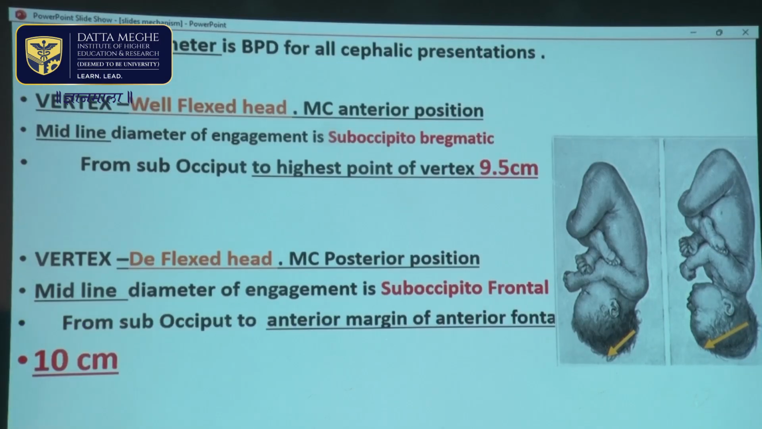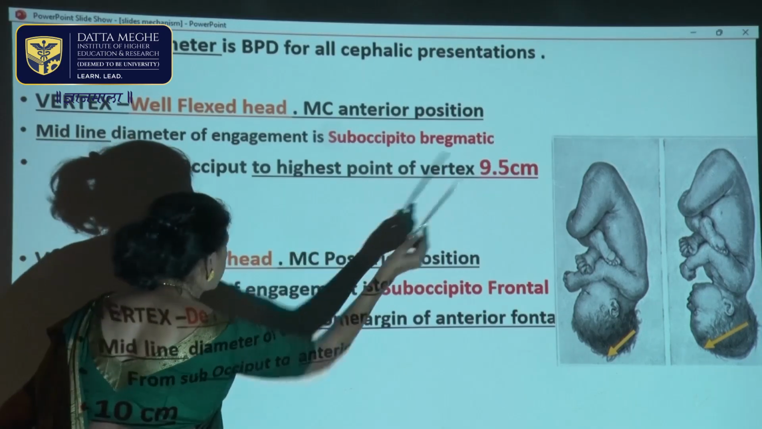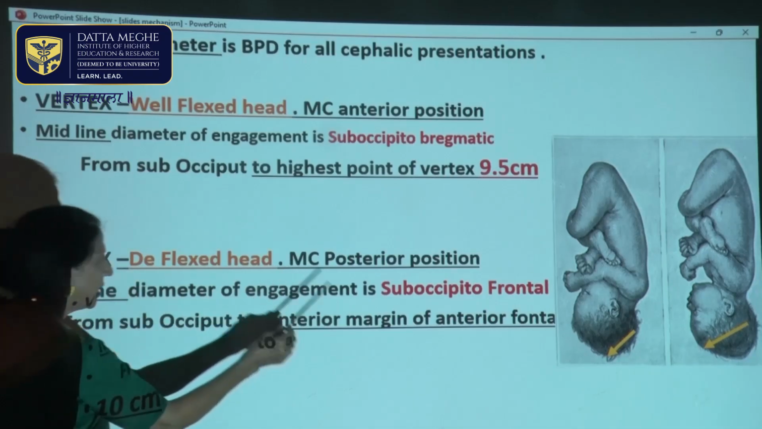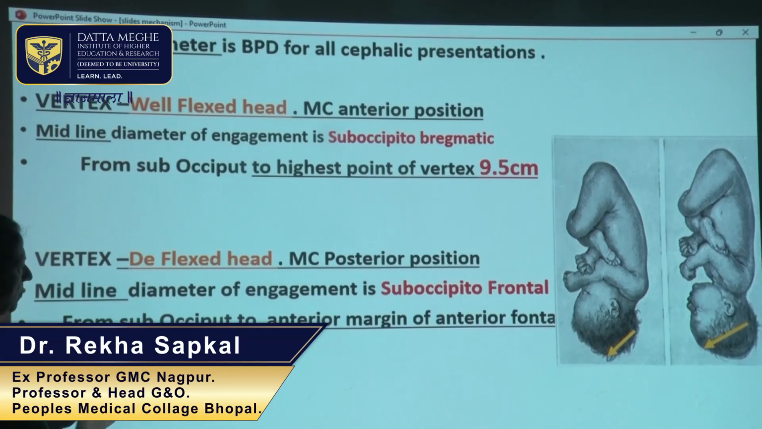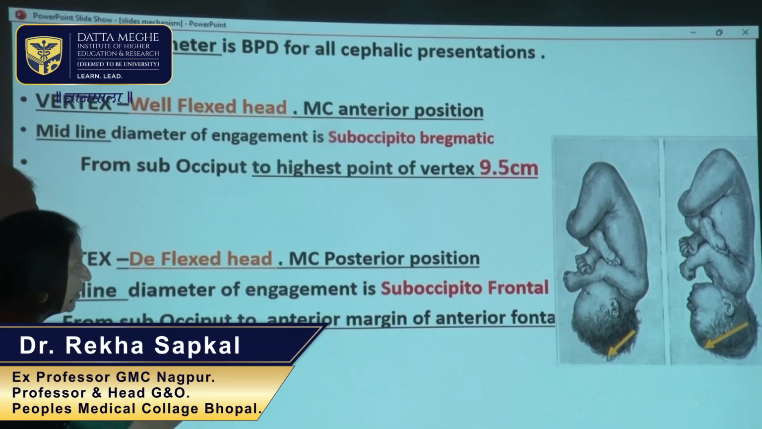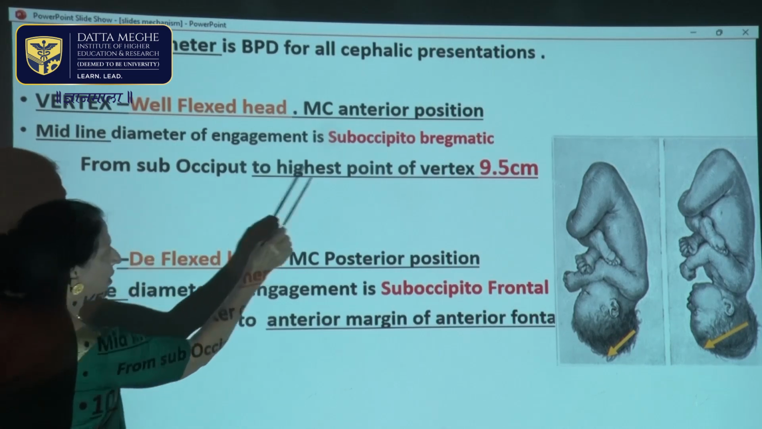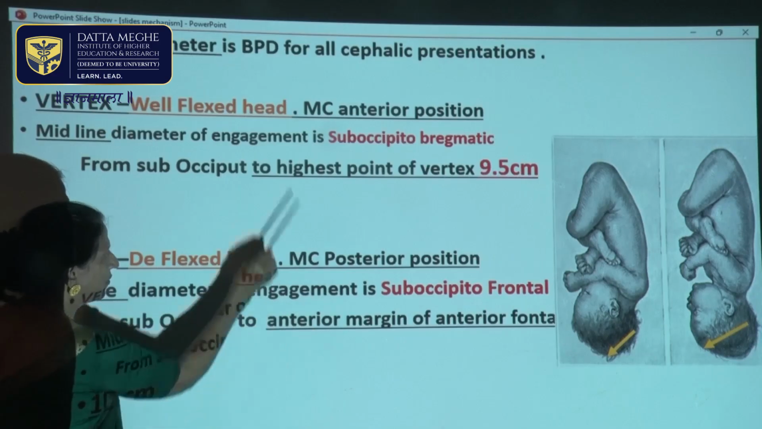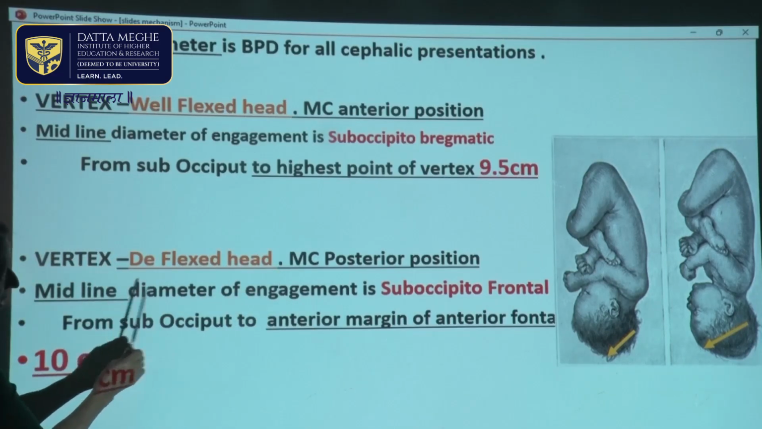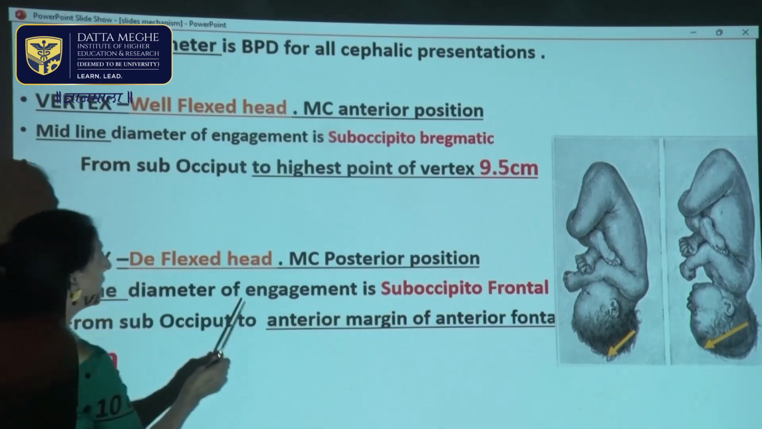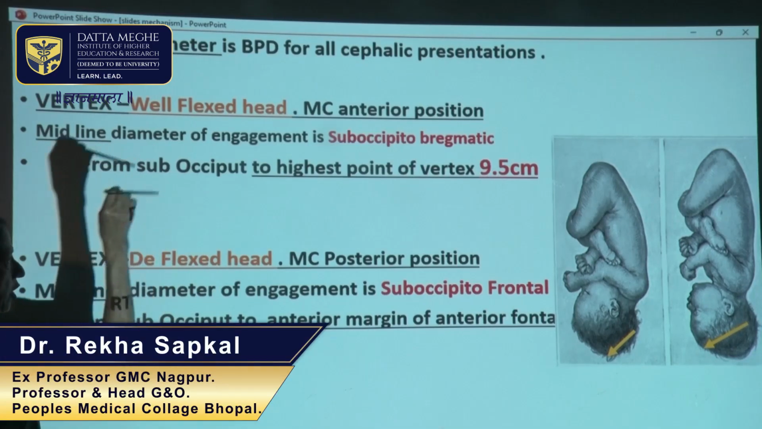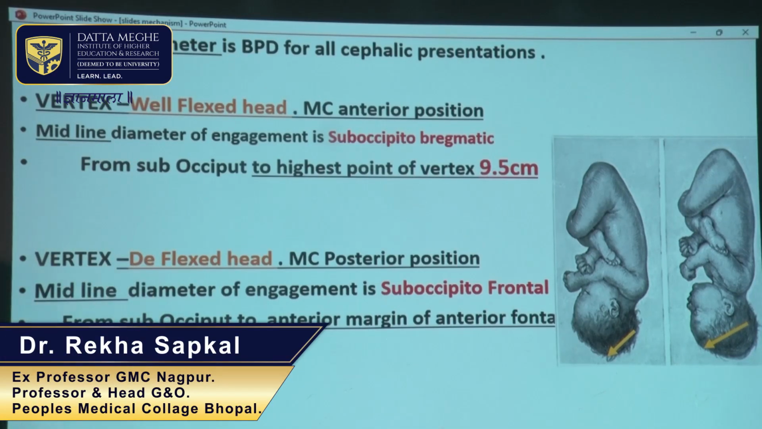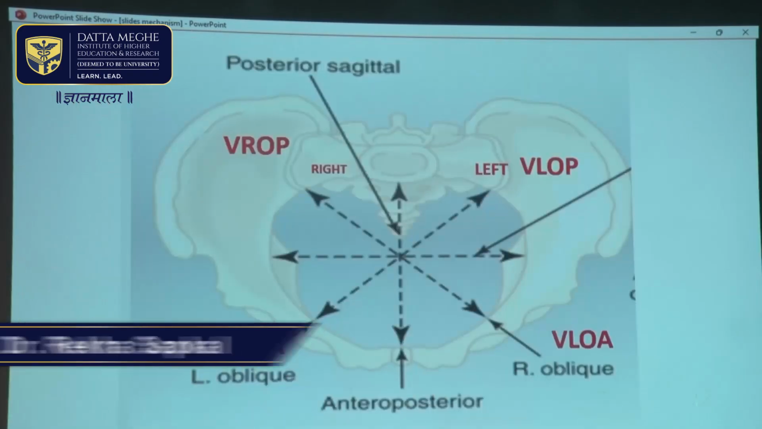The next is well flexed head, suboccipito-bregmatic diameter, it is 9.5 centimeter, is less. When it is deflexed, larger diameter is there, that is suboccipito-frontal, it is 10 centimeters from subocciput to the anterior margin of anterior fontanelle, and this one is from subocciput to the highest point of vertex. So, that is the difference between the two diameters. Initially, when the head is deflexed, suboccipito-frontal diameter is there. With increase of flexion, this diameter becomes the diameter of engagement and it is easy for the head to enter into the pelvic cavity. So, that is why the increase of flexion is important in these cases.